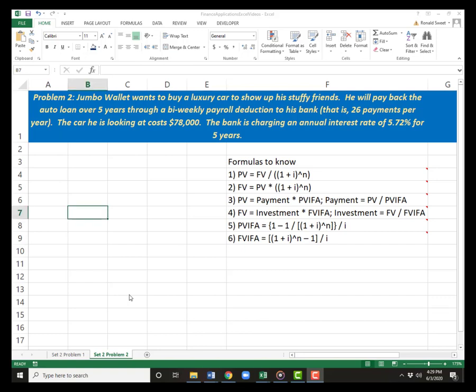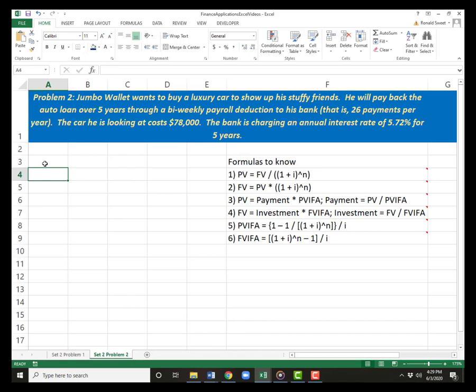Now we'll try the second problem. This is a present value problem, so we want to make sure we have the future value problem that we just worked and now a present value problem. You can tell a present value problem because it usually has to do with someone borrowing money.